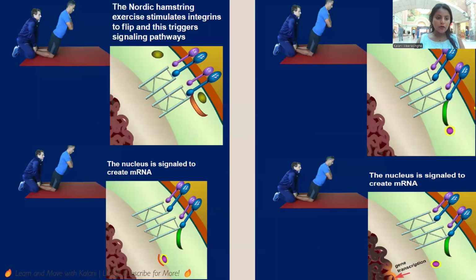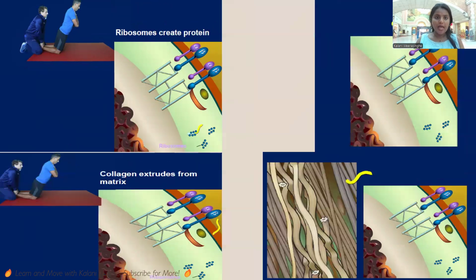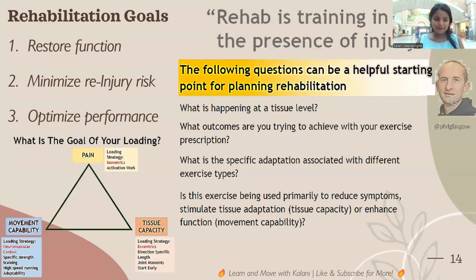Okay, now let's go for an example. Nordic hamstring exercises stimulate integrins, which send repair signals to the muscle. This nucleus is then signaled to create mRNA, and these ribosomes create proteins, and this collagen extrudes from the matrix.